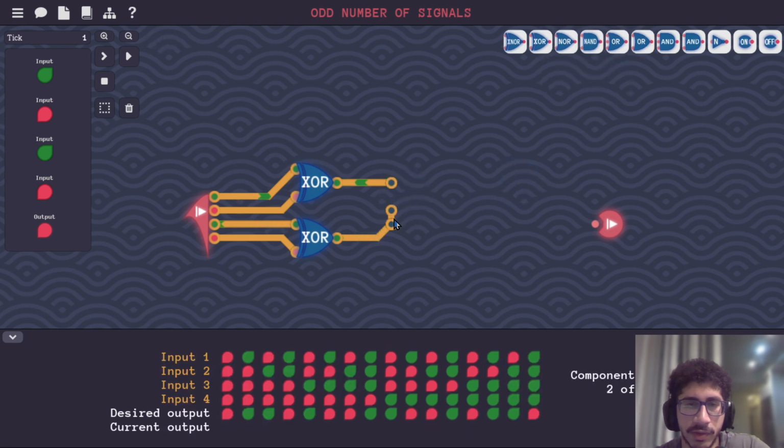Wait, can't I just XOR this then? Am I tripping? Would this work? This would work. This should work.